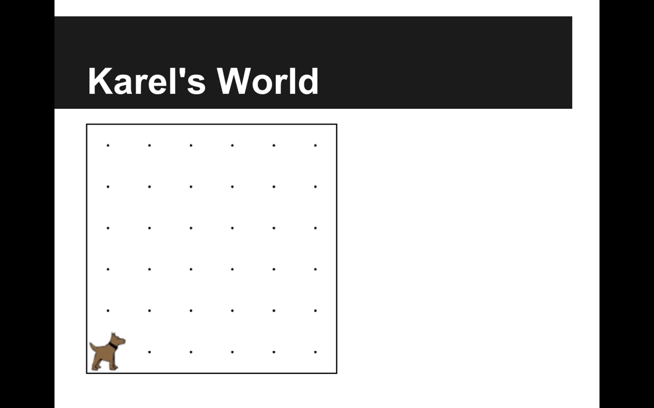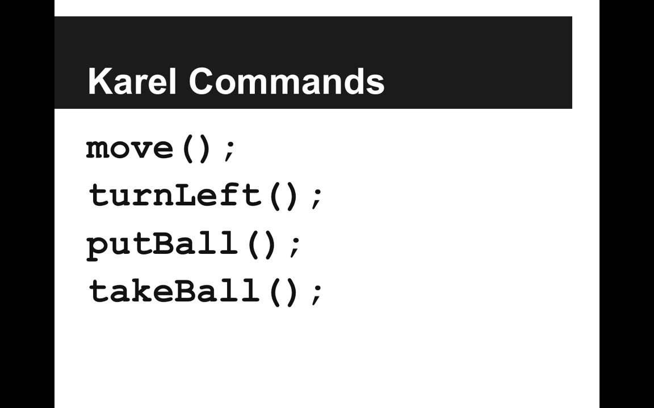So let's take a look at Karel's world. Karel lives in a grid world where each dot represents a location that Karel can be at, and Karel can move around this world and put down tennis balls. But more specifically, what can Karel do?